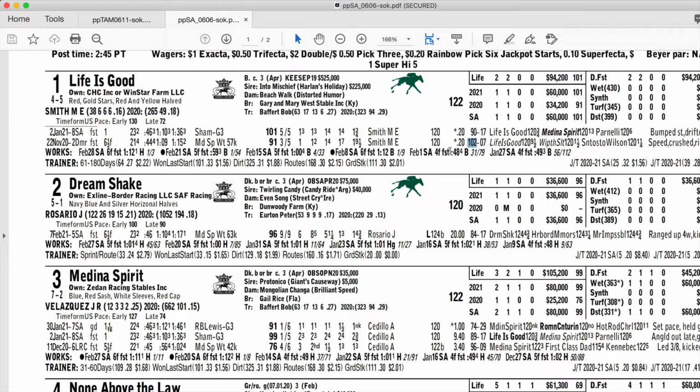Okay, thank you. Yeah, I wish I could explain exactly what it is, but I believe the 102 means that he ran 2 ticks faster than the track record. So he may have set a track record at 6.5 furlongs at 115.